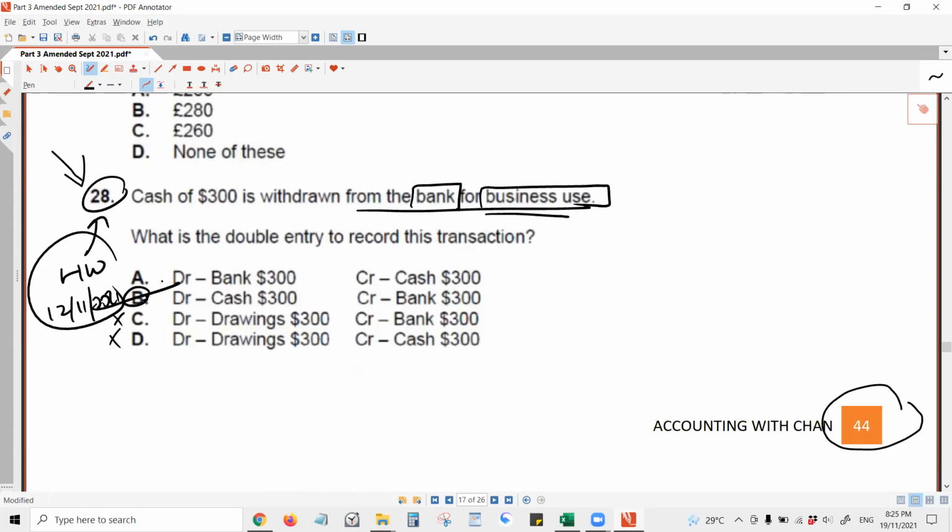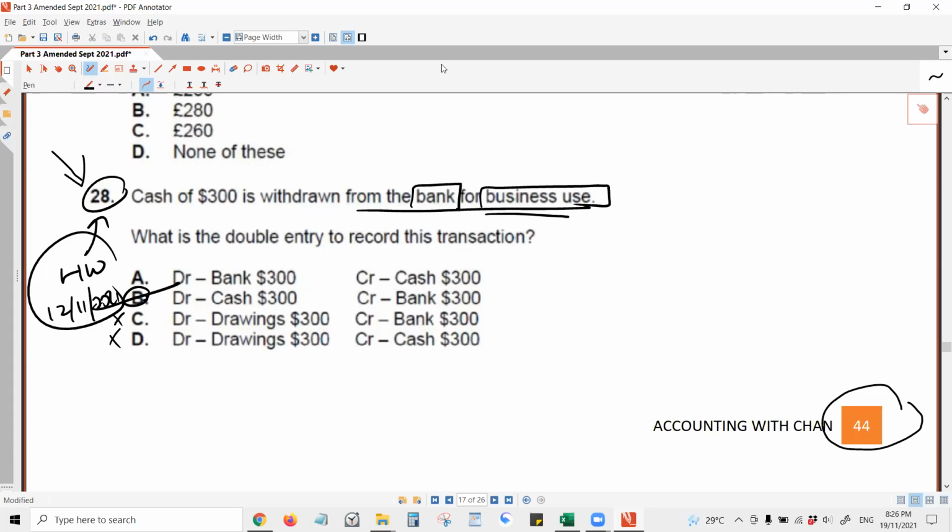Okay, you are simply taking money out of the bank. But have you used the money? Not yet. It's staying as cash right now, in the form of cash, after taking the money out of the bank. So, not drawing yet. It's not for personal use.